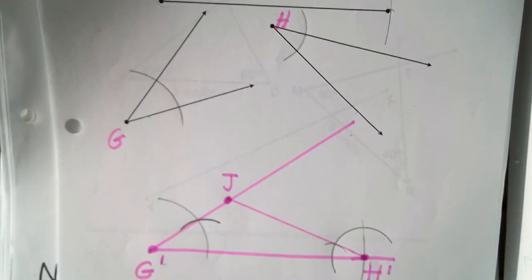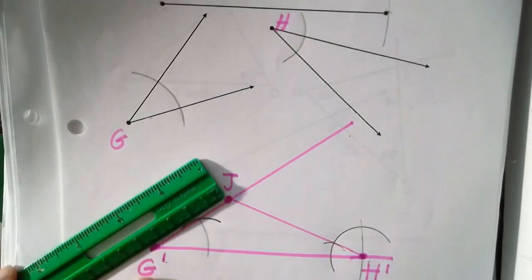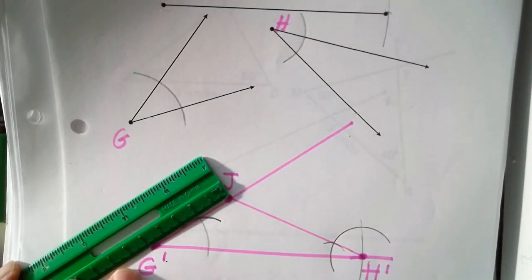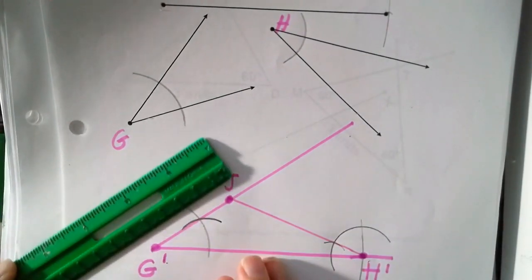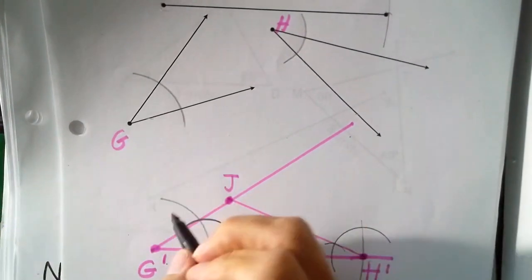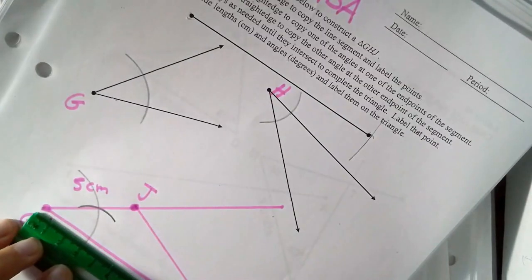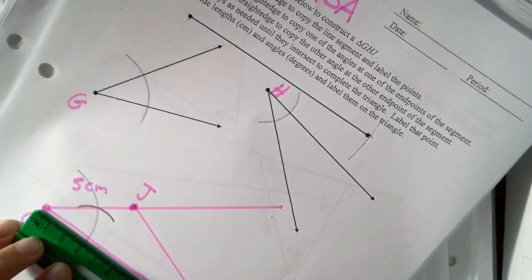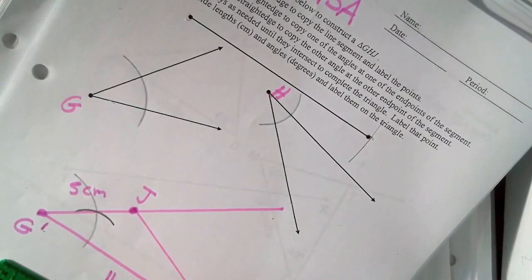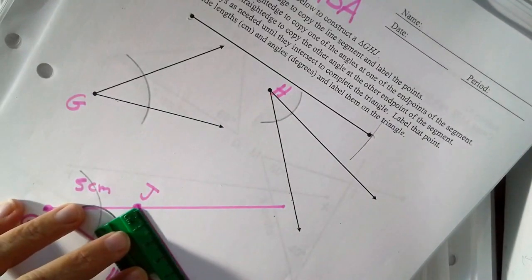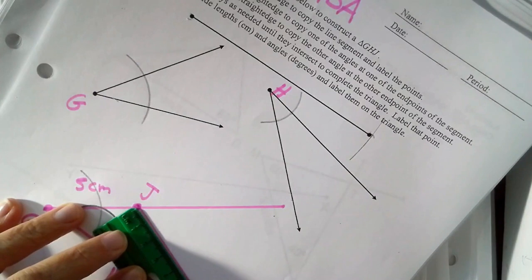Okay, now it says measure the side lengths and angles and label them. We're just going to measure the side lengths. So I measured it in centimeters, and hopefully you have a ruler there too. Mine is 5 centimeters. This one is 11 centimeters. And my final one is about 7.5.